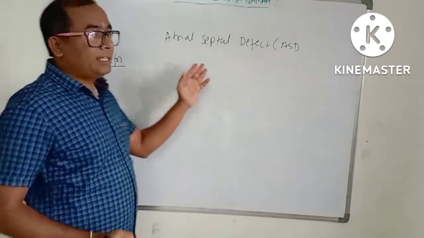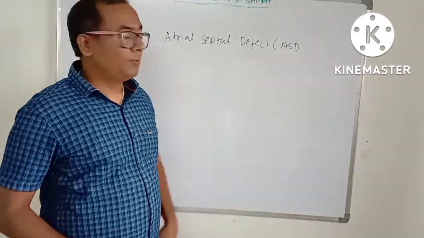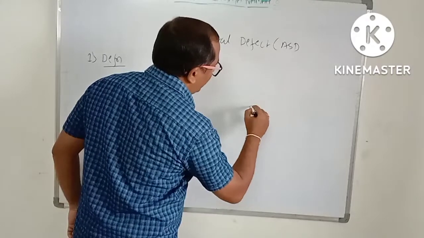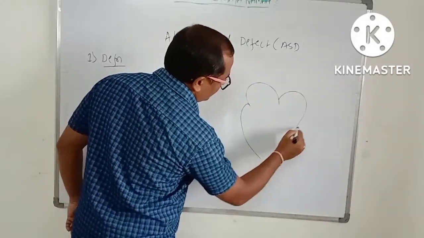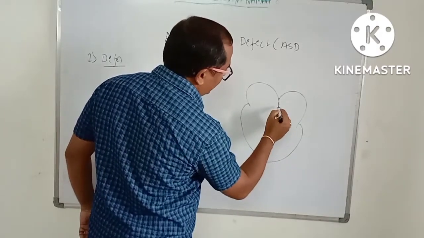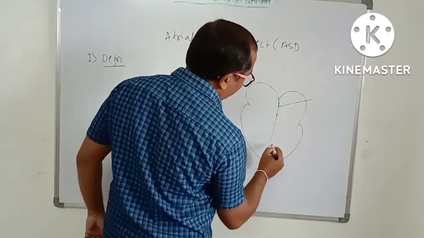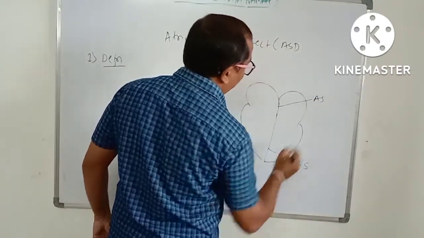Atrial septal defect is an abnormal communication between the right atrium and left atrium. Okay, so this is the heart. This is known as the atrial septum, and this one is the ventricular septum.